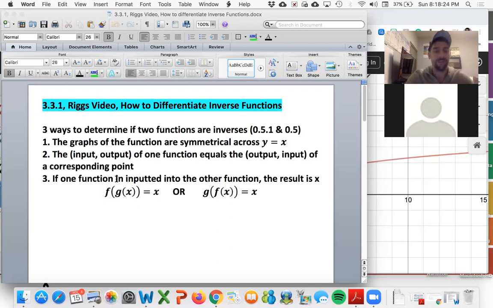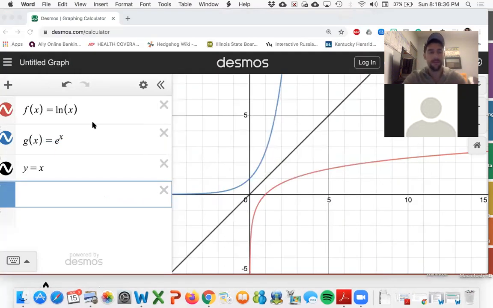And then if one function is inputted into the other function, as you're seeing right here below, the result is x. And that is going to be how we actually start finding the derivative of inverse functions. Before I dive into that, let me show off these principles.